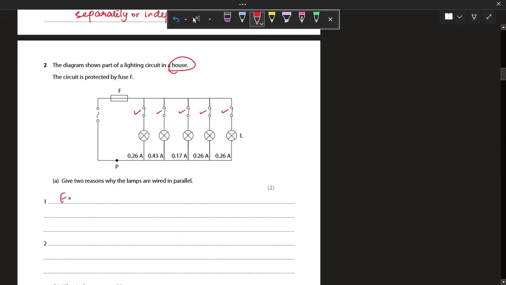Each lamp is being controlled independently. So what we can say, each lamp is controlled by an independent switch, or a separate switch.